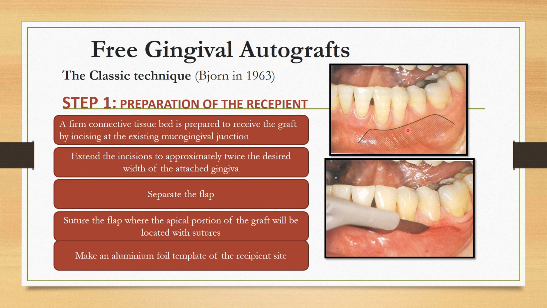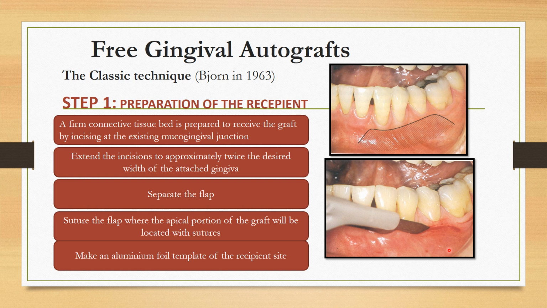So you can see in this picture it is giving the incisions. Extend the flap to the depth of the vertical incision. Then suture the flap where the apical portion of the graft will be located with sutures. So you have to suture the flap where the apical portion is.